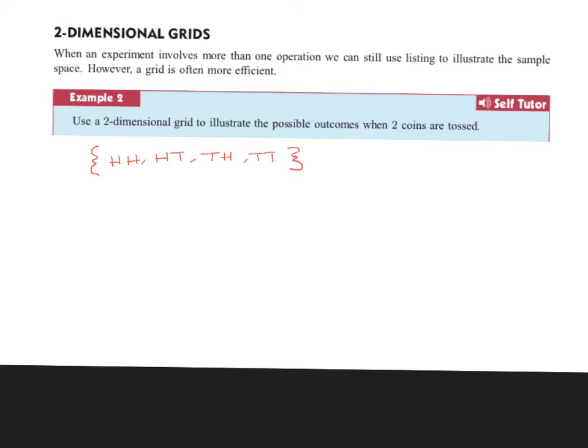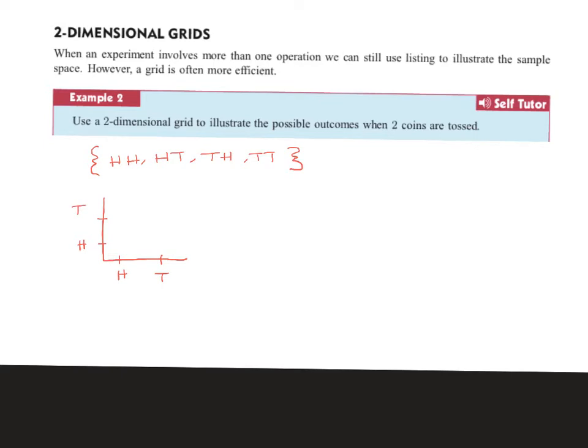So one way that we can first look at the possible outcomes in order to calculate the probabilities of events occurring is through a 2-dimensional grid. So a 2-dimensional grid is a grid in which the horizontal axis represents one trial, so that first coin being tossed, and the vertical axis represents the second. So the second coin being tossed. So heads, tails on the first toss, heads, tails on the second toss.